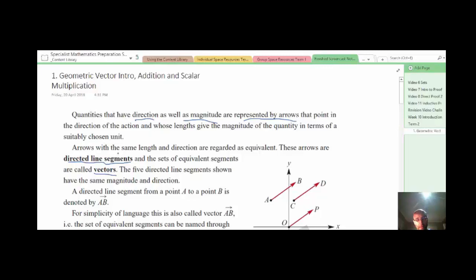Scalars cannot be drawn with arrows. Scalars are magnitude only. In the diagram to the right of the screen, we see an example of 5 directed line segments that both have the same direction and the magnitude. They're all in different positions on the plane, but they have the same direction and magnitude, so they could be seen as equivalent in some models.